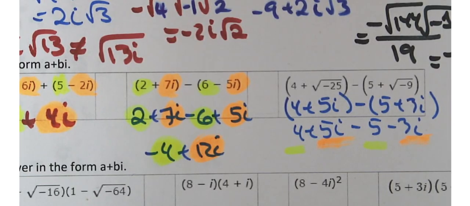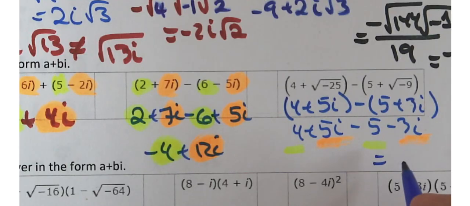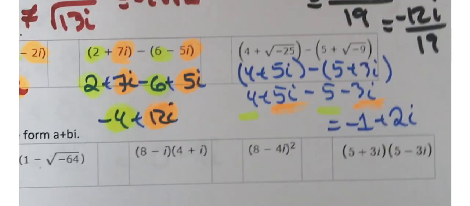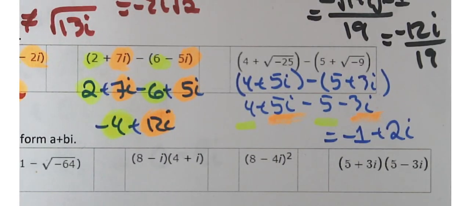And when you combine these, Dave, what do we end up with? You get a negative 1 plus 2i. Yeah, negative 1 plus 2i. Well done. We okay with that one? Good. All right. Let's keep going.